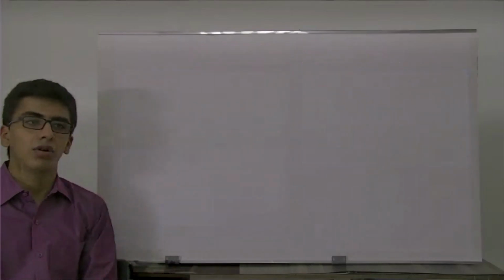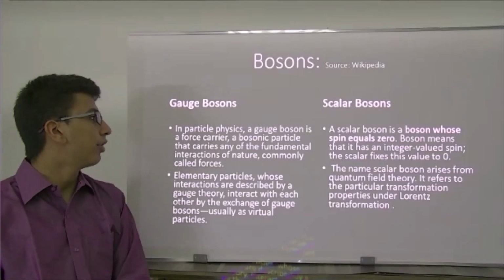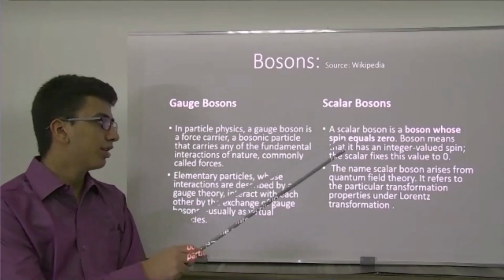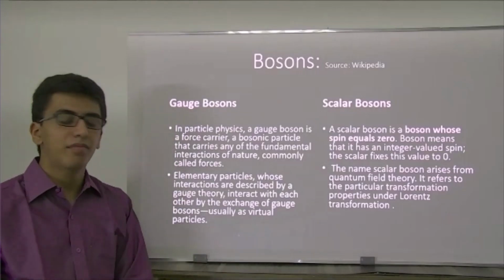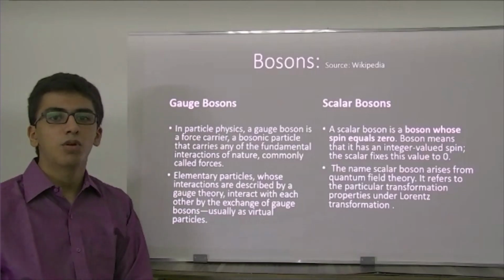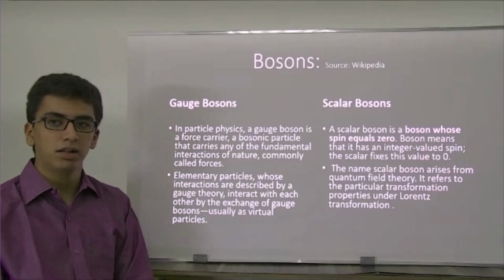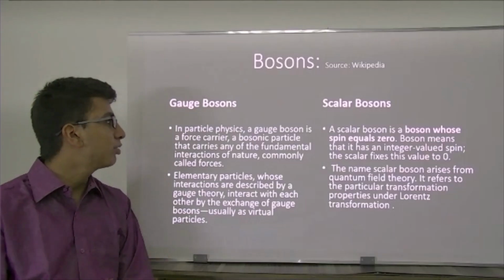As I was saying before, in the bosons we have 2 types of bosons, the gauge bosons and the scalar bosons. The gauge bosons are what I have explained in the previous slide, and they are the forces that govern the interactions of the particles. So these are the primary fundamental force particles, and those are the scalar bosons.